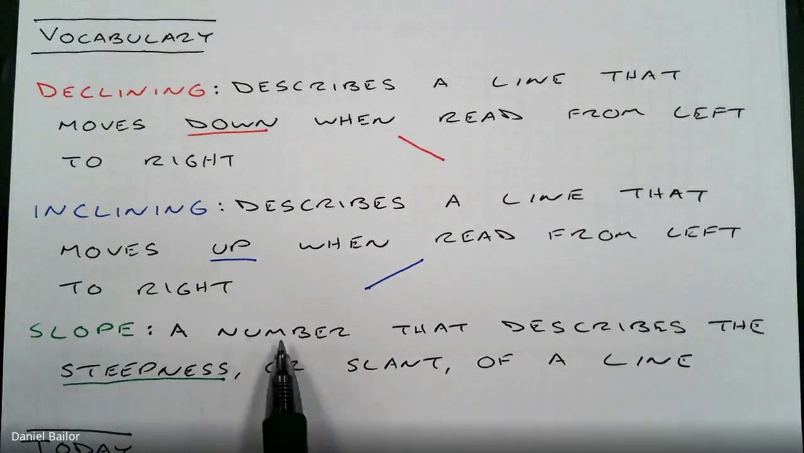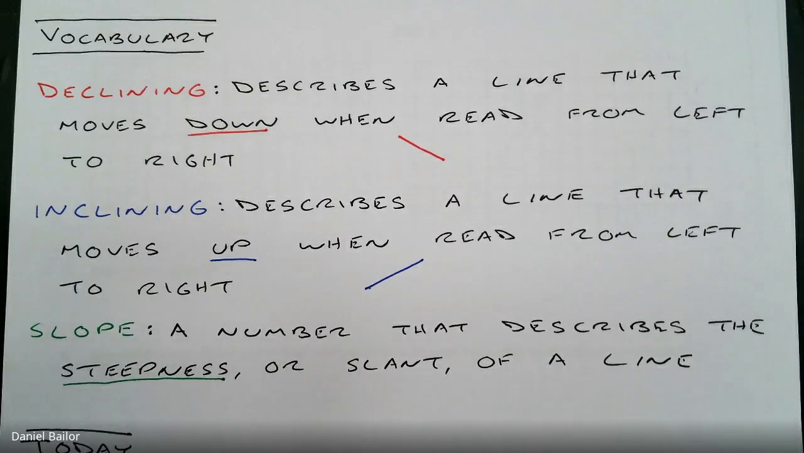Slope is a number that describes how steep something is. Slope also tells us if it is inclining or declining. So slope gives us a lot of information. It tells us how steep something is, and it tells us inclining or declining. It tells us the slant. So we use slope to describe lines. That's the big thing about today's lesson. Slope. We're going to learn to describe lines.